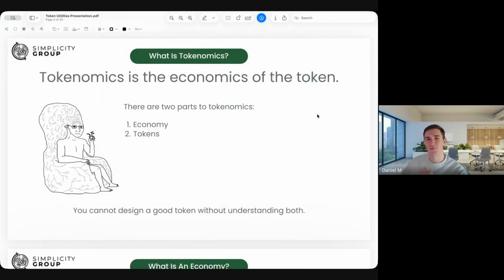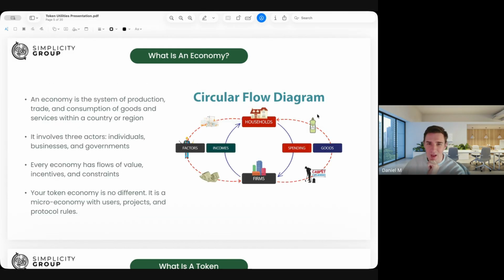Next slide. So what is tokenomics? Tokenomics is the economics of the token. There are two parts to tokenomics, the economy and the tokens. Hence, tokenomics is the economics of the token. You can't design a good token without understanding both. It's very important that you remember there are two parts, the economy and the tokens.